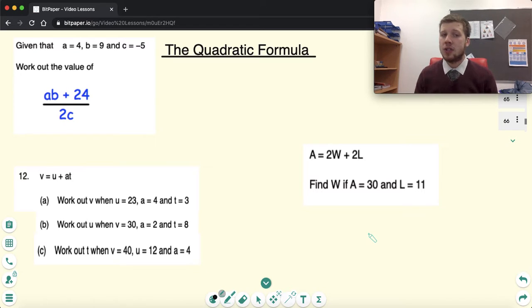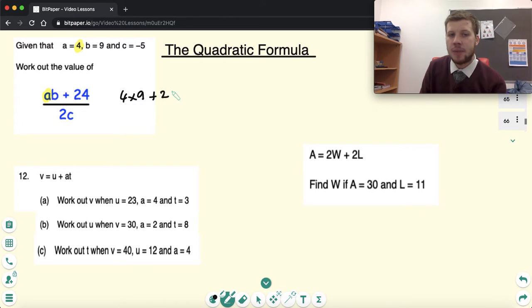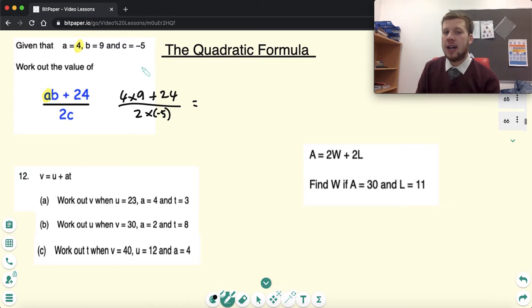Okay, so the idea of substitution is to actually swap some unknown value, which we don't know, with something that we know. So we're going to substitute this value of 4 into A, the value of 9 in for B, and the value of -5 in for C. We end up with this by making it look nice. 4 times 9 is 36, add 24 gives us 60, and 2 times -5 is -10. We end up with a value for this expression, which would be -6.